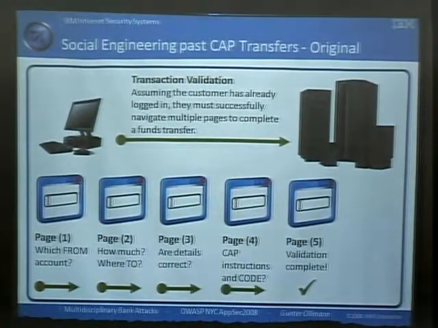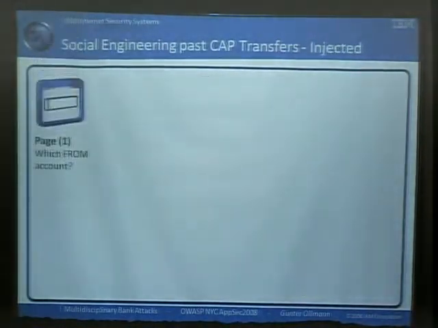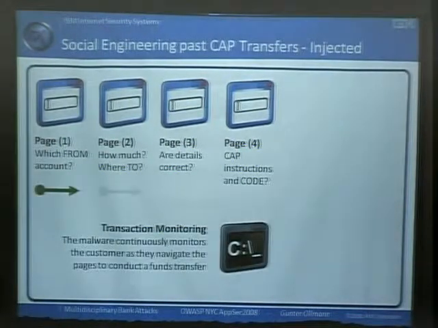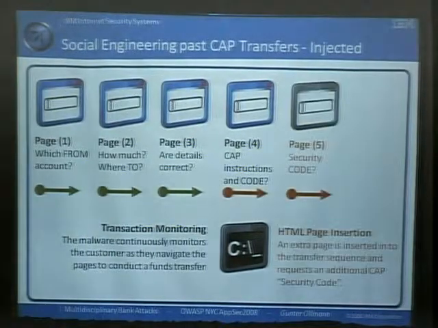So what does the malware actually do on this? The malware side is fairly simple. You go through the first 4 pages. Remember, this is a 5-page process. Goes through these first 4 pages, and then the malware starts kicking in. Okay. And so what the malware does is it's created a 5th page.